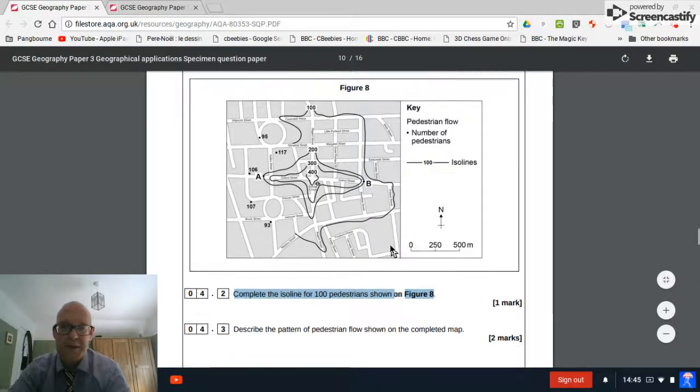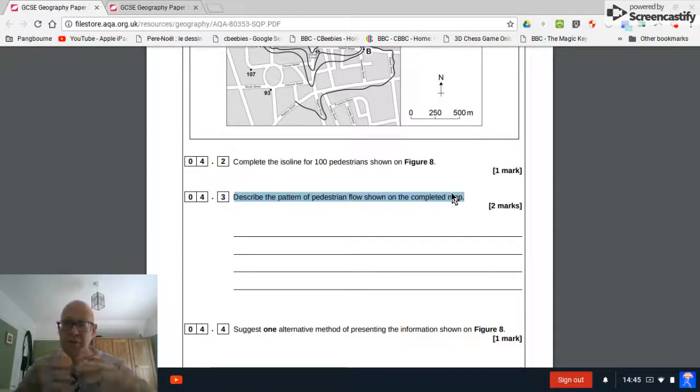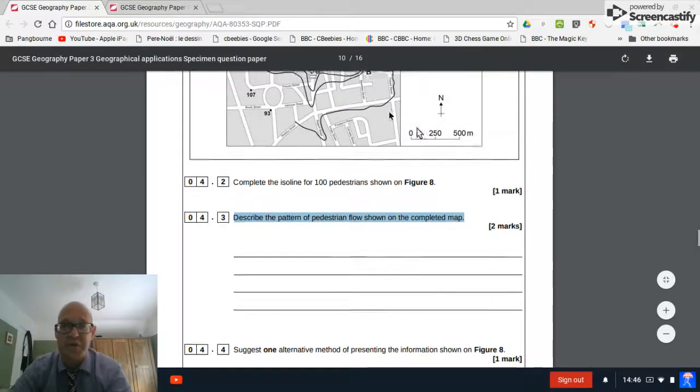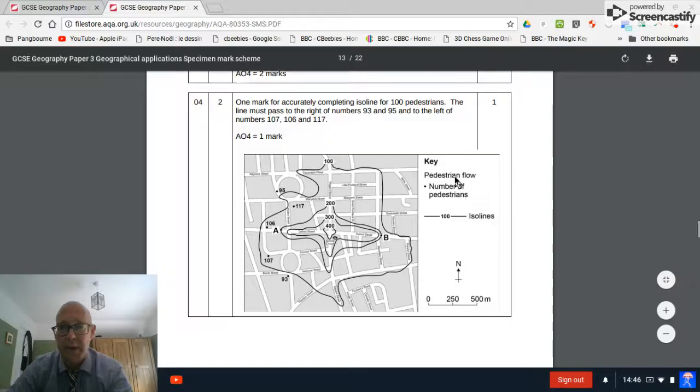Okay, second question, describe the pattern. Remember, describing patterns is about maximum, minimum, trend, anomaly, but quote the number and locate it. In this case, you can use points of the compass, or possibly even the actual names of streets and things. So describe the pattern of pedestrians shown. Here's what they say underneath.